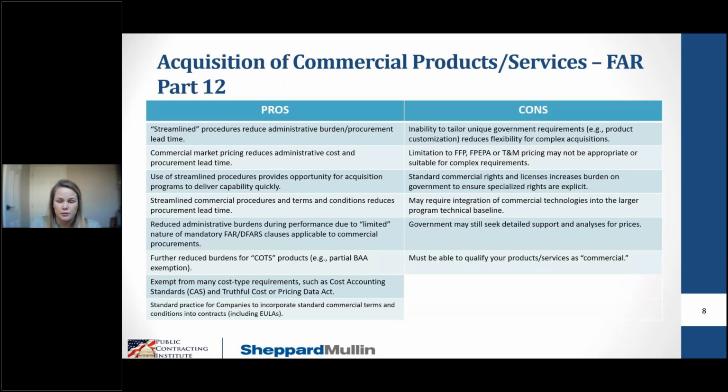There are still rules and requirements that you have to comply with that look very different from standard commercial practice. And that includes requirements to, again, prove your products are commercial, to justify the prices you're offering, and then a whole bunch of regulatory requirements that are just quite different from standard commercial practice.